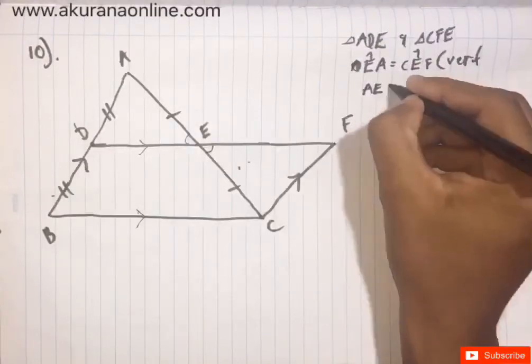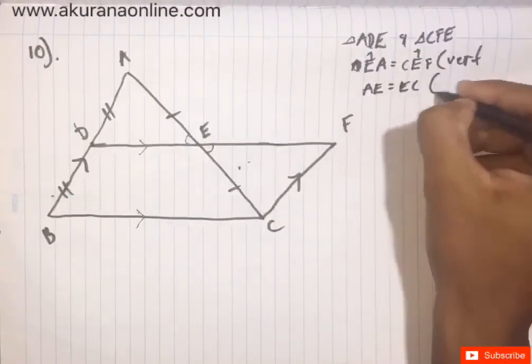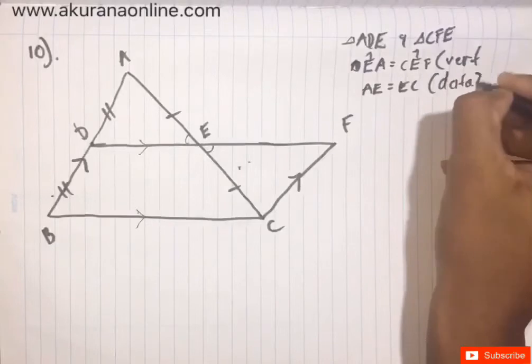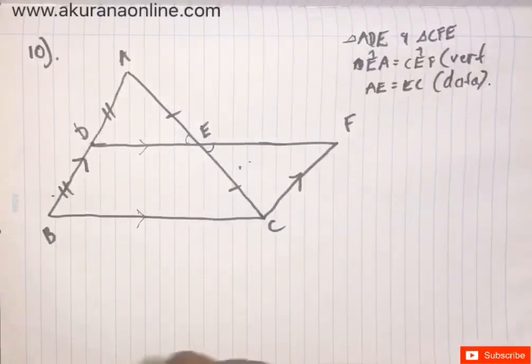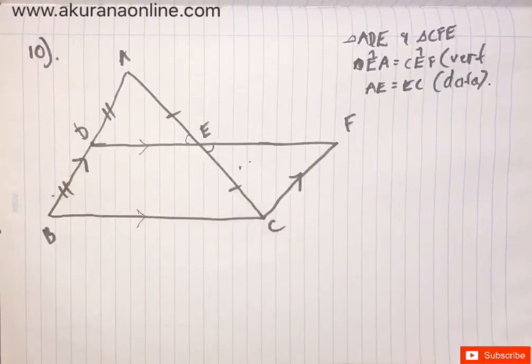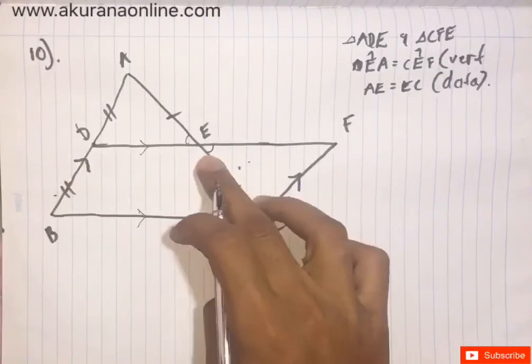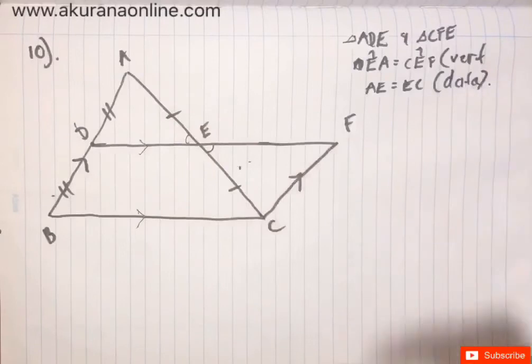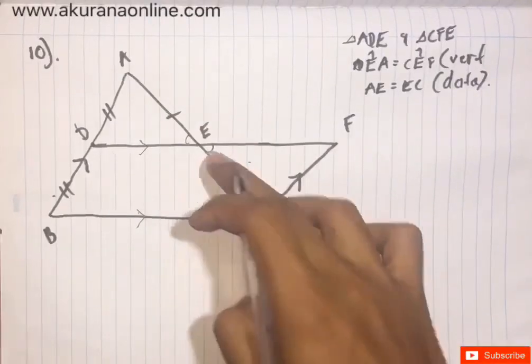AE is equal to EC. That is the data, or you can say given. Okay, and you need one more. It should be an included angle, or you need one more angle. One angle is here, one side is here. Think of another angle.